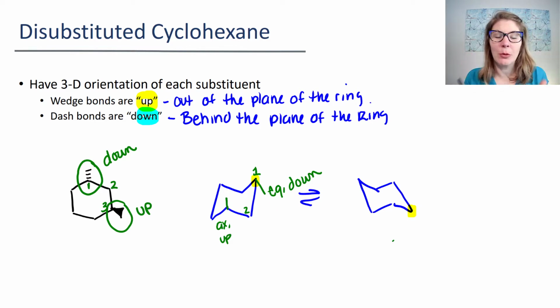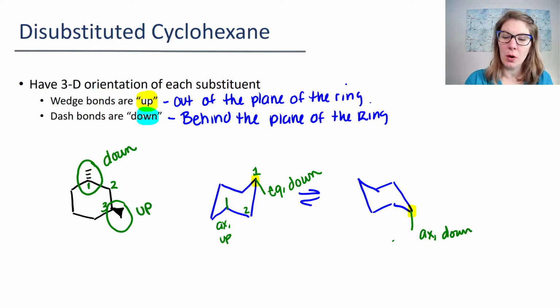So we had equatorial down on that first carbon. All our equatorials change to axials, but the fact that it's pointing down stays the same. So my equatorial pointing down is going to turn into an axial pointing down. This is carbon 1, so that makes this carbon 2 and this carbon 3.